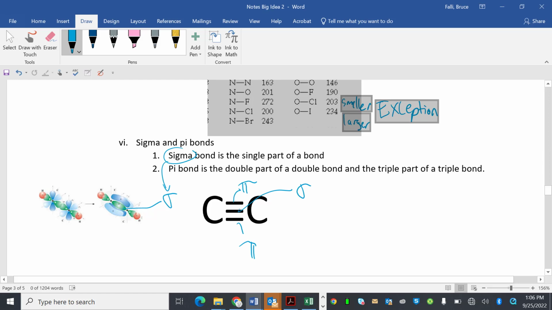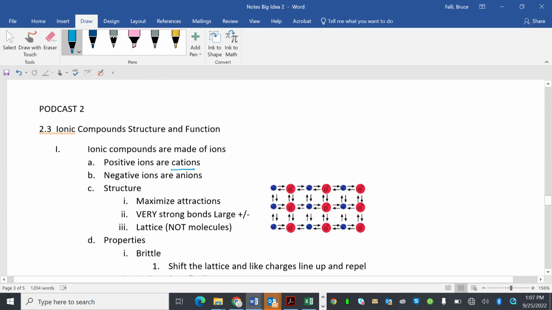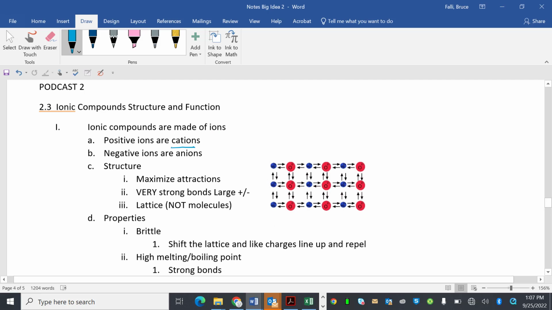So you need to know that the sigma is the single part of a bond, and that all bonds have sigma. Pi bond's the double part of a double bond and the triple part of a triple bond. All right, going to hop into a couple of these and we'll be done.